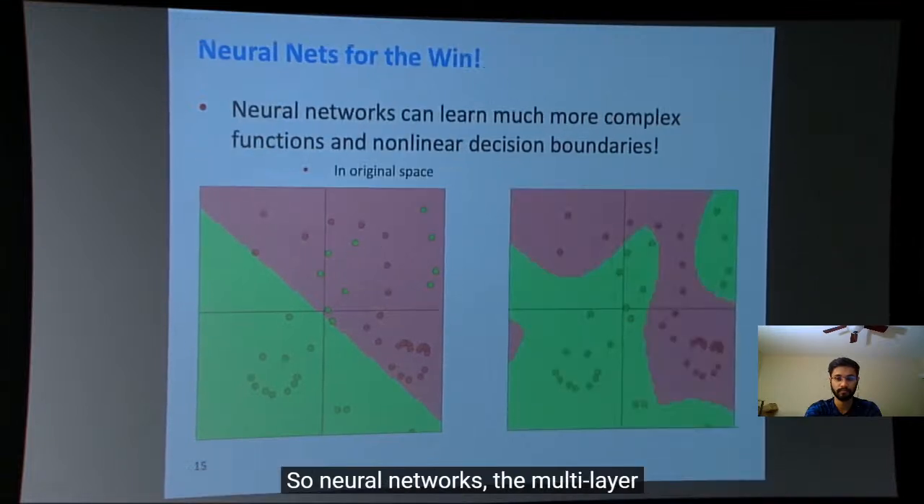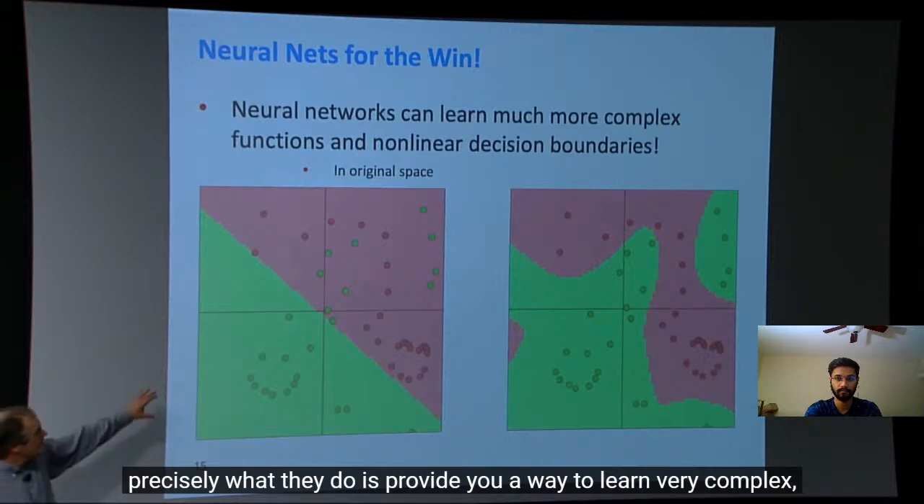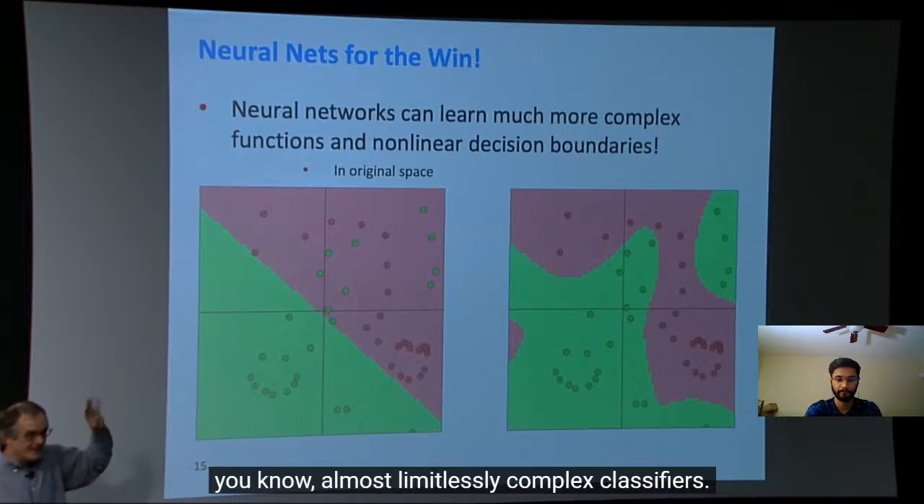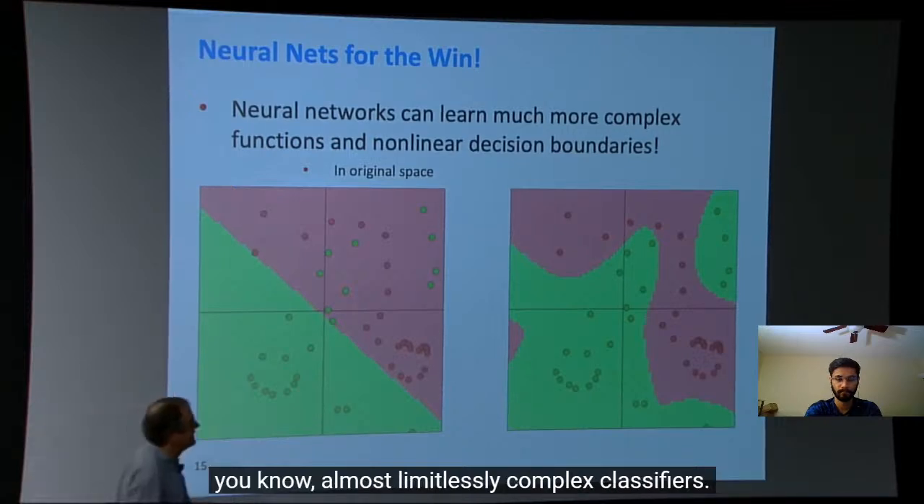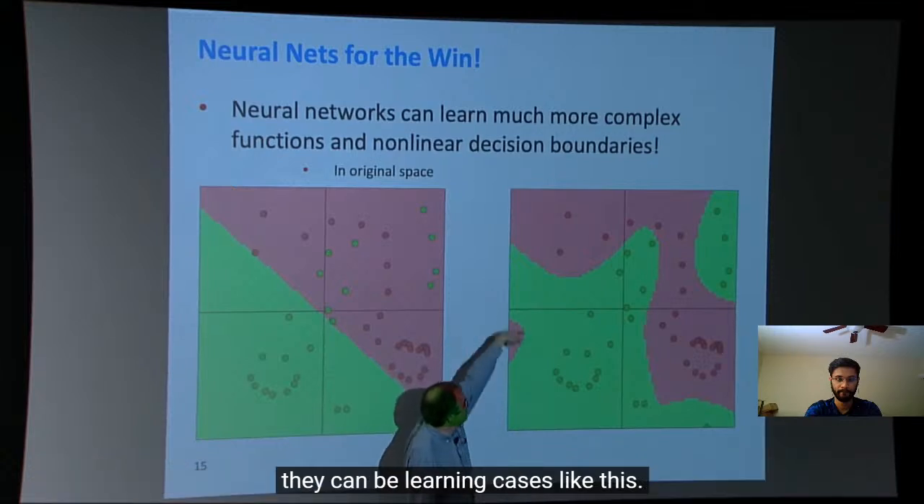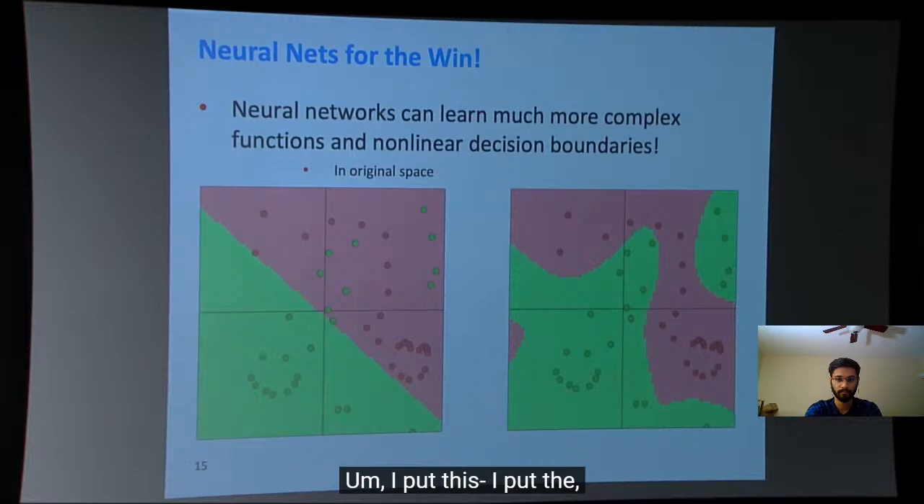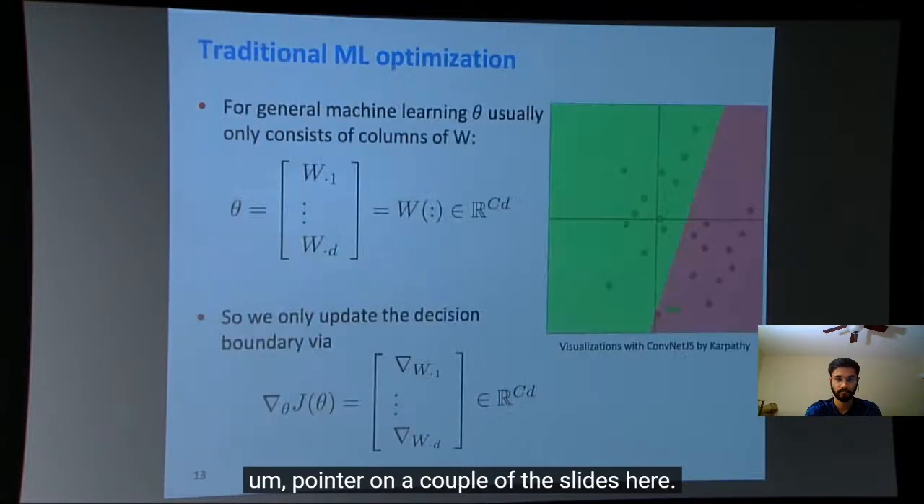And so neural networks, the multi-layer neural networks that we're going to be starting to get into now, precisely what they do is provide you a way to learn very complex, almost limitlessly complex, in fact, classifiers, so that if you look at the decisions that they're making in terms of the original space, they can be learning cases like this. I put the pointer on a couple of the slides here.